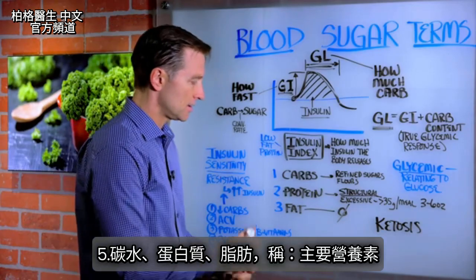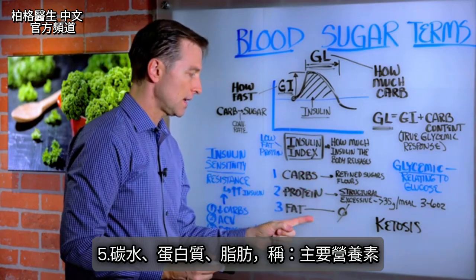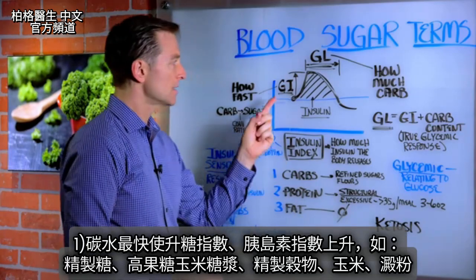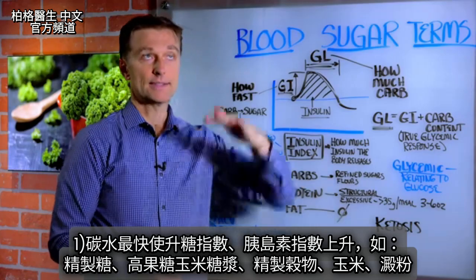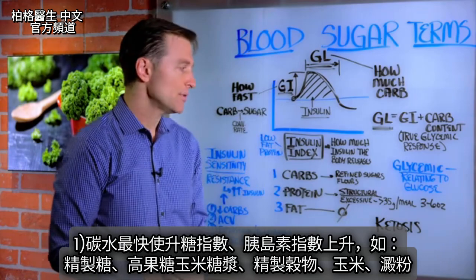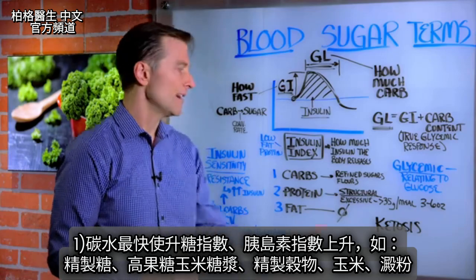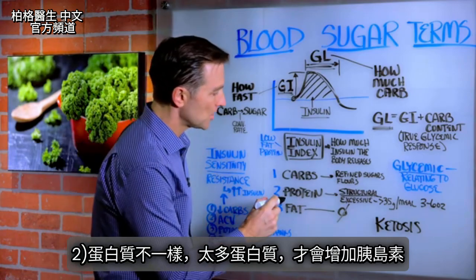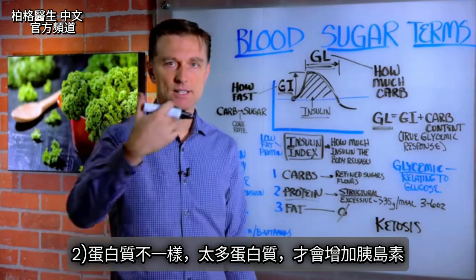Then we have carbohydrates, proteins, and fats. These are called macronutrients. Carbohydrates are going to be the thing that's going to spike this, and of course this. That would be at the top of the list. You're going to have all the refined sugars, high fructose corn syrup, and the refined grains and corns and things like that, and starches. It's going to raise it. But protein is a little different. Protein has the capacity to raise insulin if it's in an excess amount.